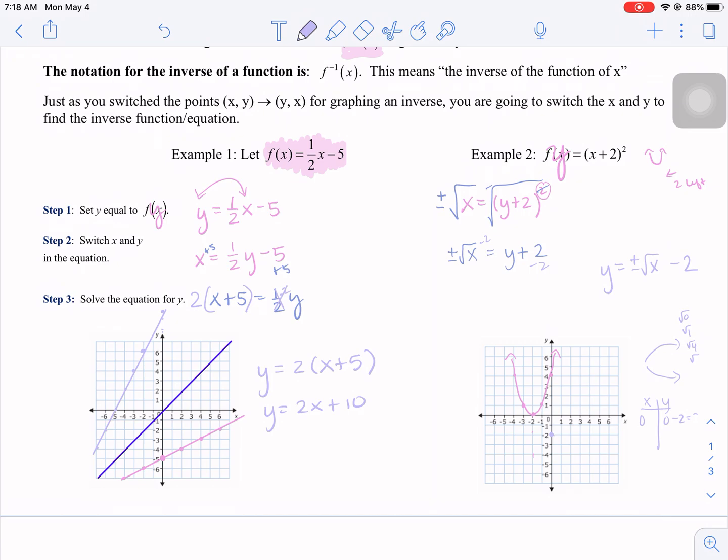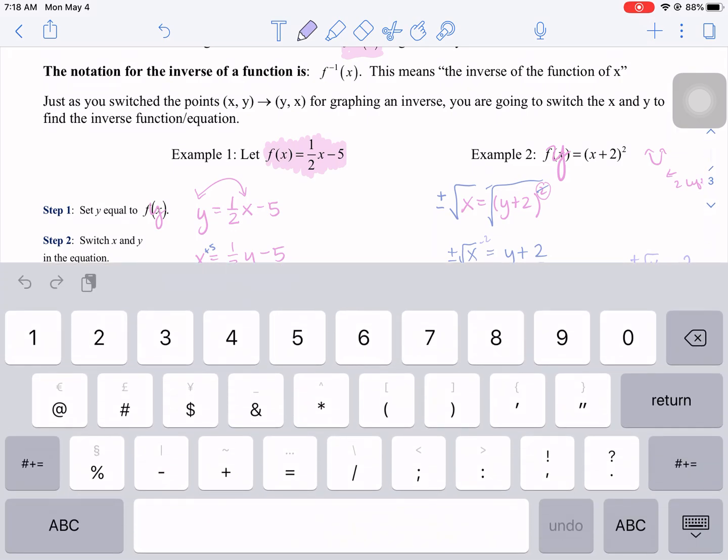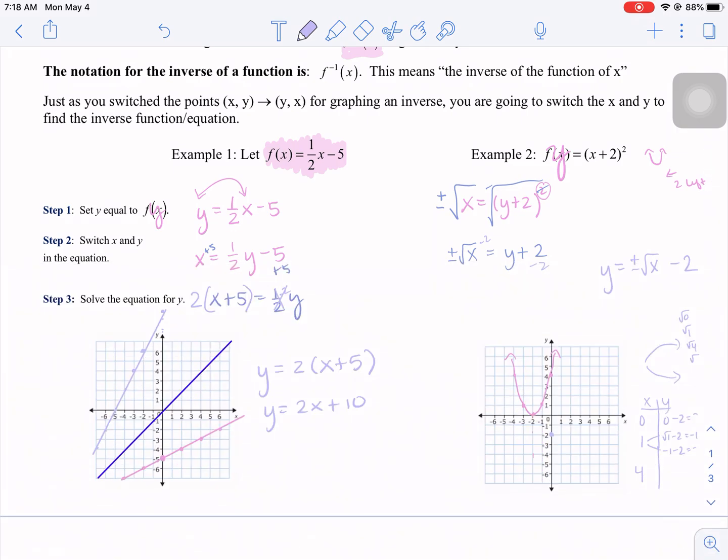So we're going to graph that. Then we have what happens when you have 1. So I'm spacing this out. When you have 1, we're going to get two possibilities. We're going to get the plus square root of 1 minus 2, and we're going to get the minus square root of 1, so it's minus 1 minus 2. So we're going to get negative 1, and we're going to get negative 3. And so let's get those graphed. So when x is 1, we're going to get negative 1, and we're going to get negative 3.